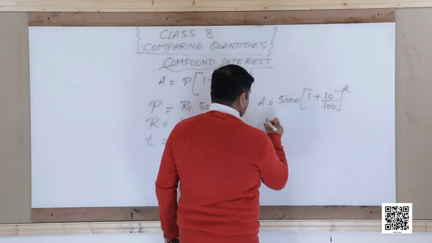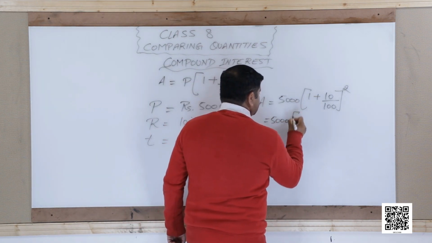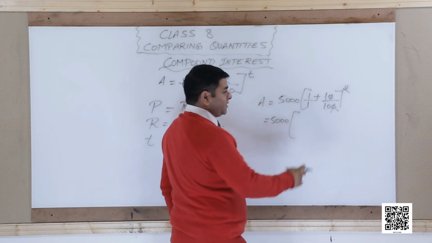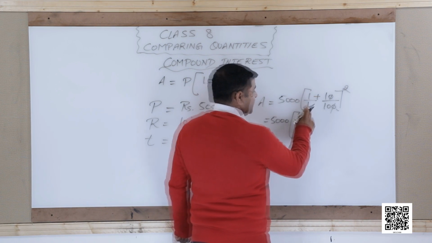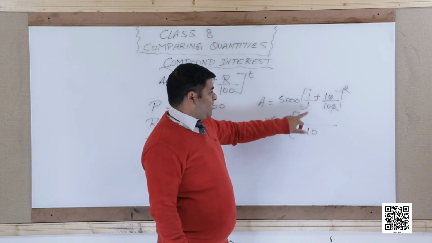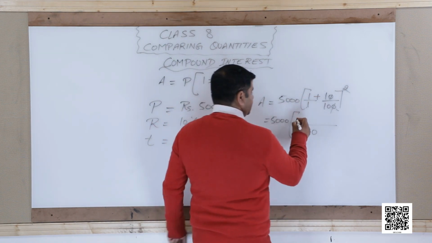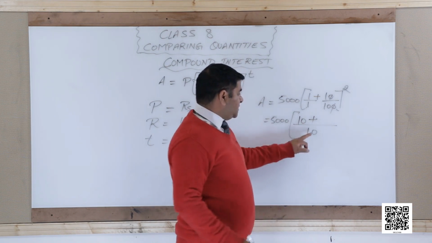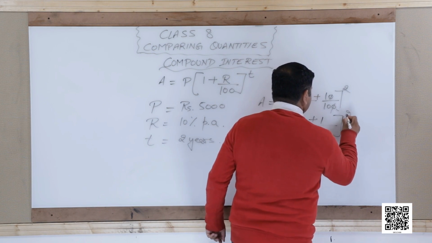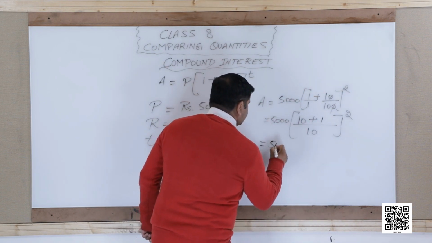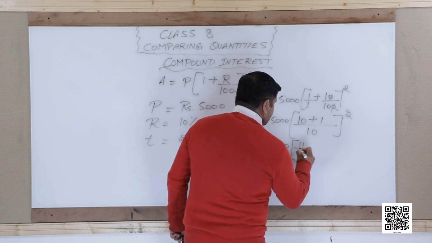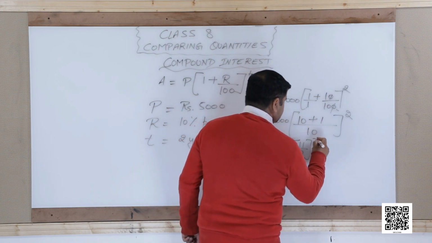Now see, 5,000 into 0 cancels with 0. Here is no denominator, so the LCM of 1 and 10 is 10. 10 divided by 1 is 10 times 1 is 10 plus 10 divided by 10 is 1. 1 into 1 is 1 raised to power 2. So we get 5,000 into 10 plus 1 is 11 upon 10 raised to power 2.